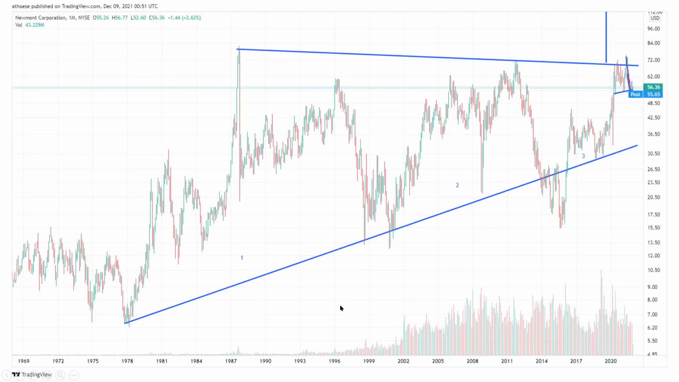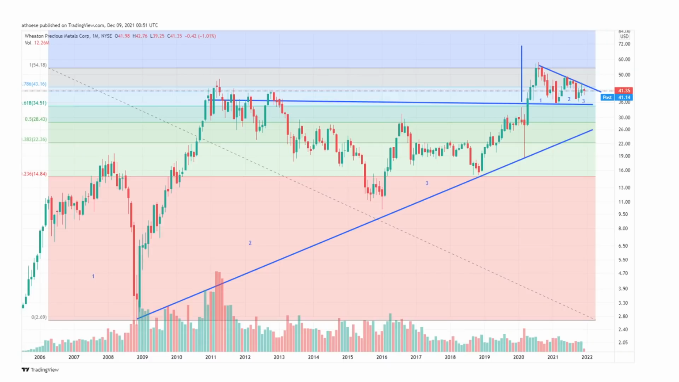I think Hecla Mining's another one that has a huge basing pattern. These things are going to rocket so high, it's going to be ridiculous. And I do have good exposure to gold and silver mining assets like royalty companies, and I have some mutual funds as well.